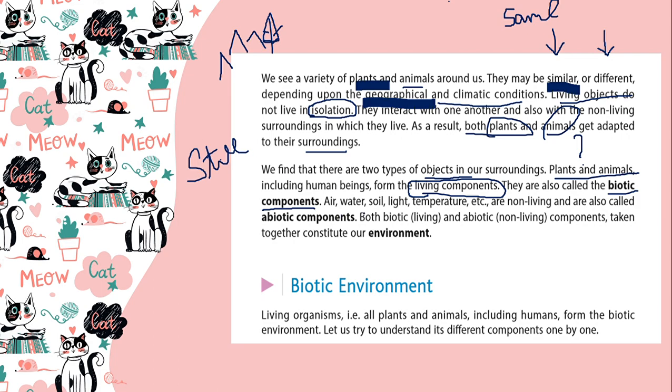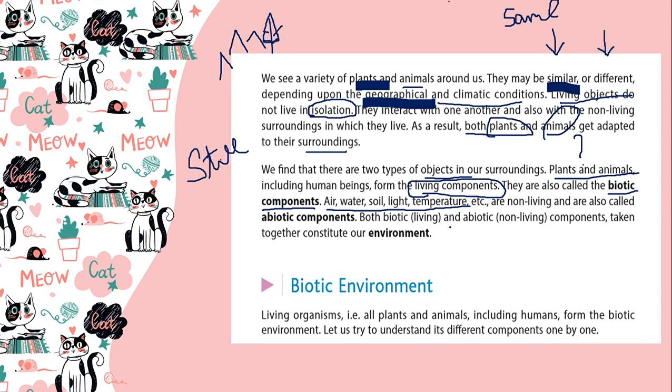And the air, water, soil, light, temperature, weather, all of these are abiotic components of environment. You cannot say that biotic components are living things and abiotic components are non-living things. No, the humans, plants and animals directly go into biotic components, and air, water, soil, light, temperature. Only these are abiotic components.